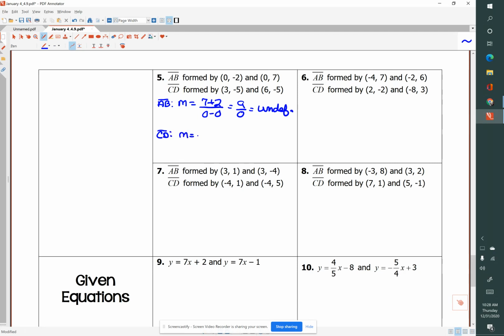M equals -5 minus -5, which is -5 plus 5, over 6 minus 3, which evaluates to 0 over 3, which is 0. A slope of 0 and an undefined slope, those are negative reciprocals, and those lines are perpendicular.